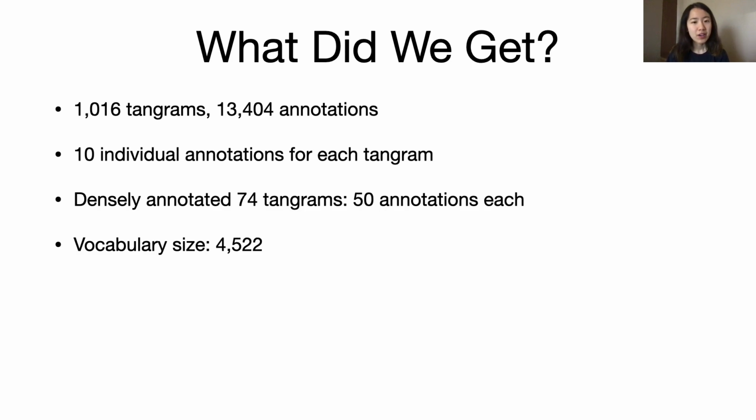So what do we get? We have 1016 Tangrams, and we collected over 13,000 annotations. For each Tangram, we ran the annotation task 10 times, so that we have, for each Tangram, 10 individual annotations. We densely annotated 74 Tangrams. For each, we ran the task 50 times, so that we can have a better sense of what the distribution of the annotations is like. We obtain a vocabulary size of over 4,500, which is a considerably rich vocabulary given that our stimuli is highly abstract and made up of a tiny set of simple geometric shapes.